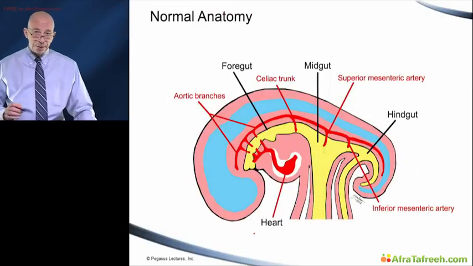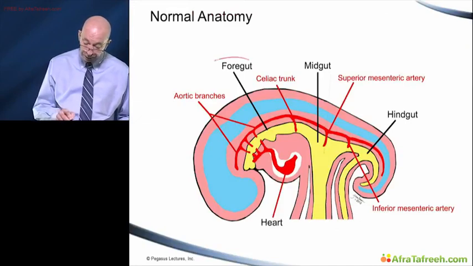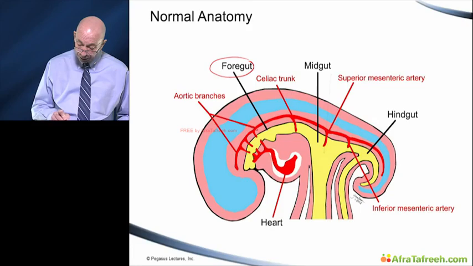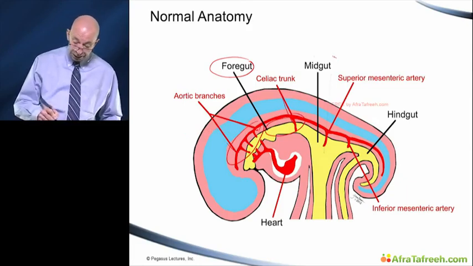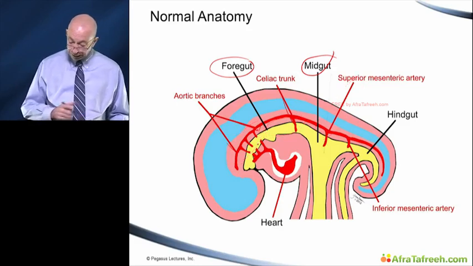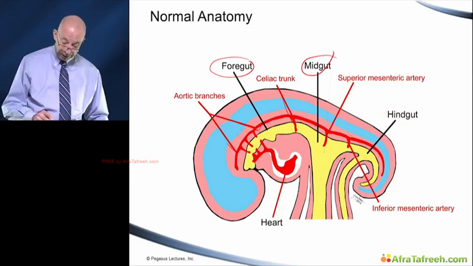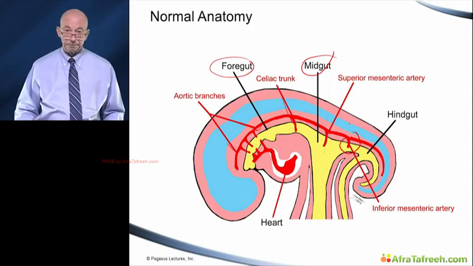This schematic demonstrates the 3 portions of the embryonic gastrointestinal tract: the foregut receiving its blood supply via the celiac and some of the branches from the aorta, the midgut deriving its blood supply from the superior mesenteric artery, and the hindgut deriving its blood supply via the inferior mesenteric artery.